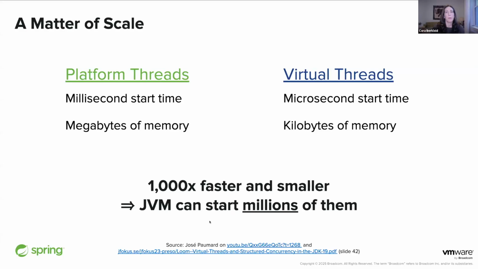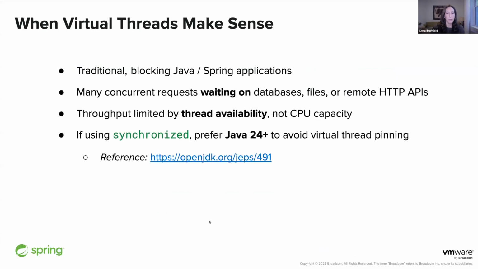So when to use these? If you have applications that have blocking IO operations, especially if you're in the imperative stack, like WebMVC in Spring, where your threads are waiting for databases or for remote APIs to respond, then virtual threads will help you. If your workload is more computationally heavy, more CPU bound, then virtual threads won't help you very much.